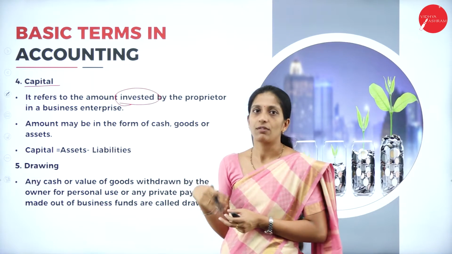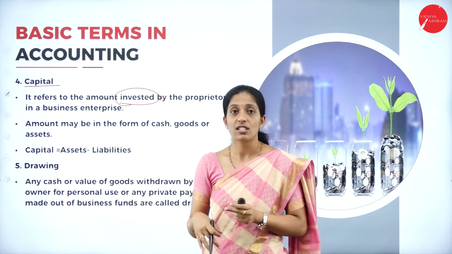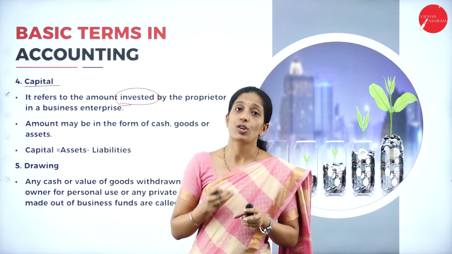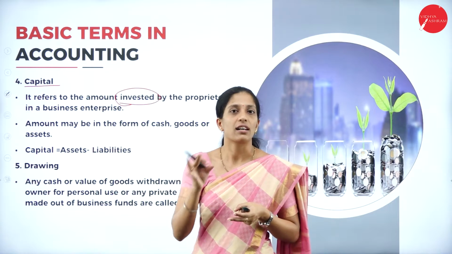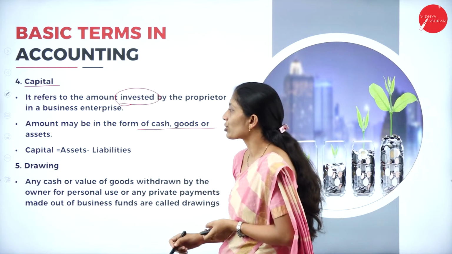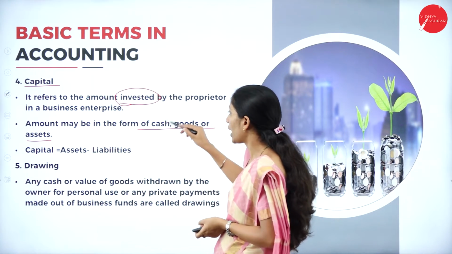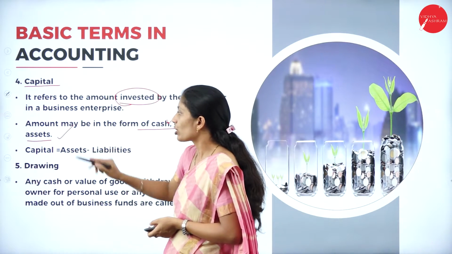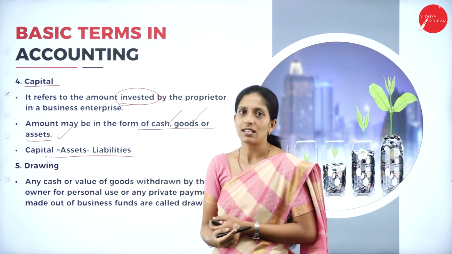It is the investment made by the proprietor, that is the owner of a business enterprise, who invests some amount. It may be in the form of cash or in the form of an asset. Both are termed capital. The amount may be in the form of cash, goods or any other asset. There is a formula for capital, that is capital is equal to asset minus liability.